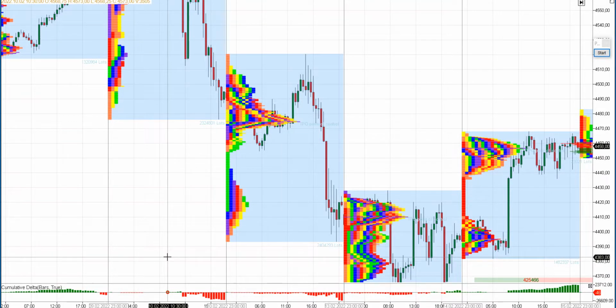Alright guys, Volume Trader here, and today we take a look at the market profile and I will show you how you can use it, or different ways how you can use it.